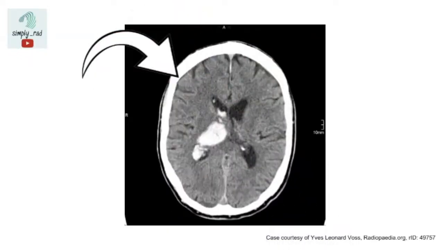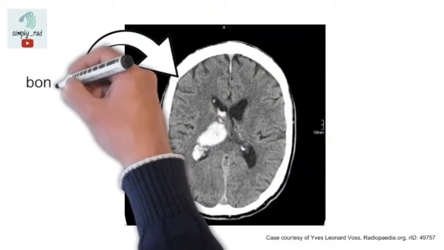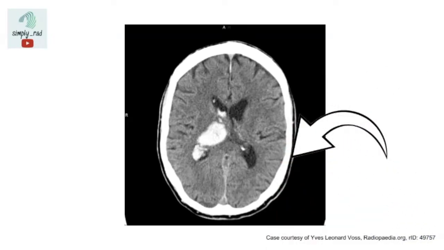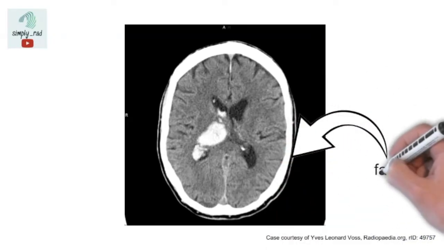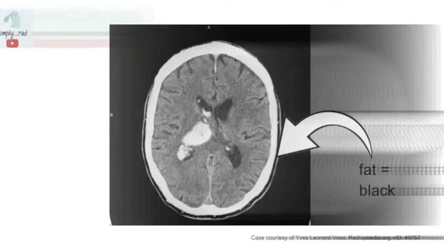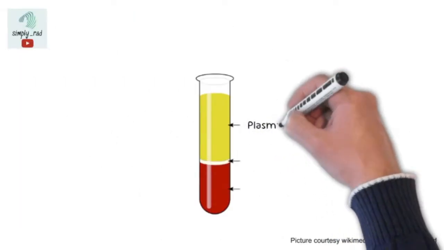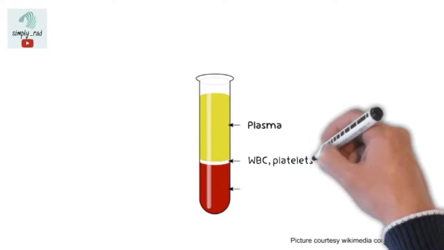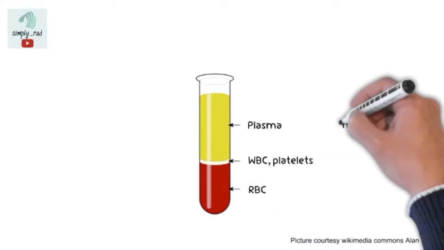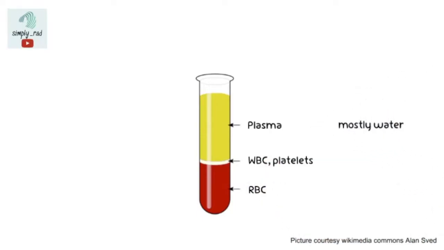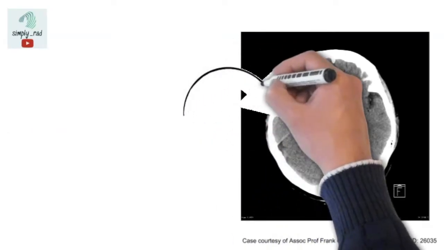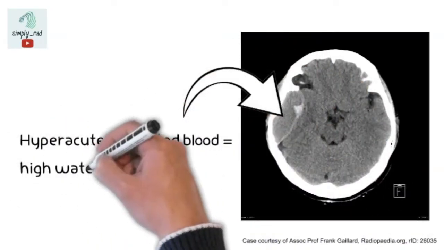The denser the structure is, the whiter it is on CT. For example, bone is white. The lesser dense a structure is, the less white on CT. For example, fat is black. Now what about blood? Blood is composed of plasma and blood cells. The plasma component contains mostly water. In early hemorrhage where water content is still high, the bleed will be isodense with the brain.